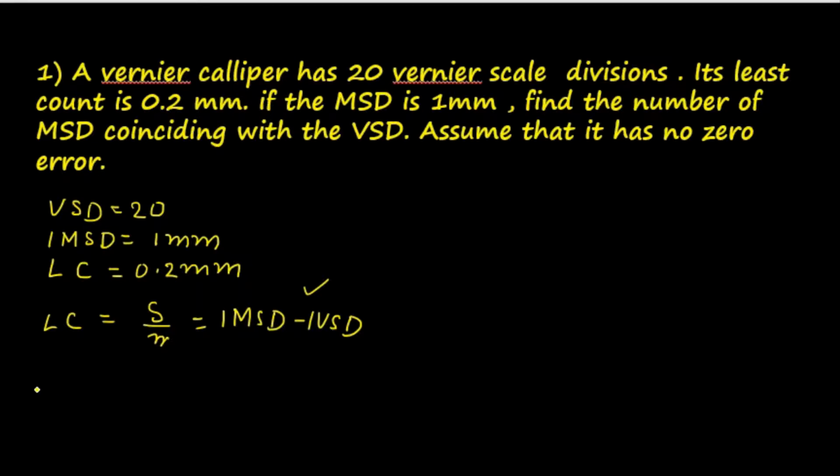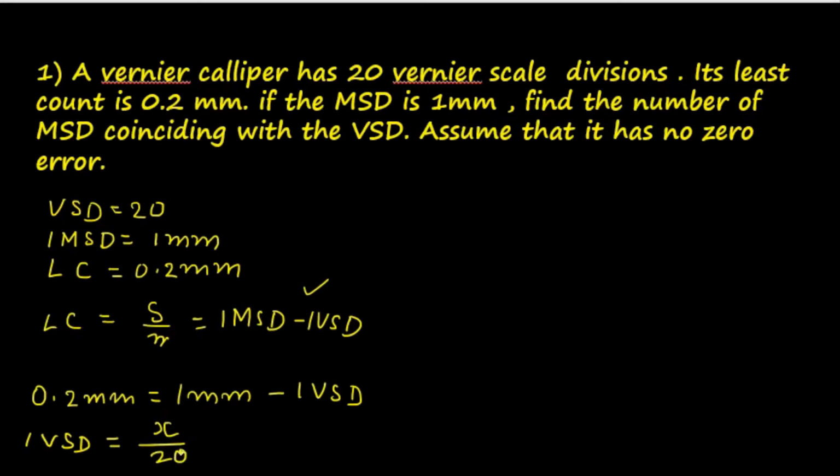Let us substitute. 0.2 mm is equal to 1 mm minus 1 VSD, that we do not know. How do we calculate the magnitude of 1 vernier scale division? We know that the magnitude of 1 vernier scale division is equal to the number of main scale divisions coinciding with the vernier scale division divided by the total number of vernier scale divisions. Let us suppose there are X main scale divisions, then 1 vernier scale division is equal to X by 20.